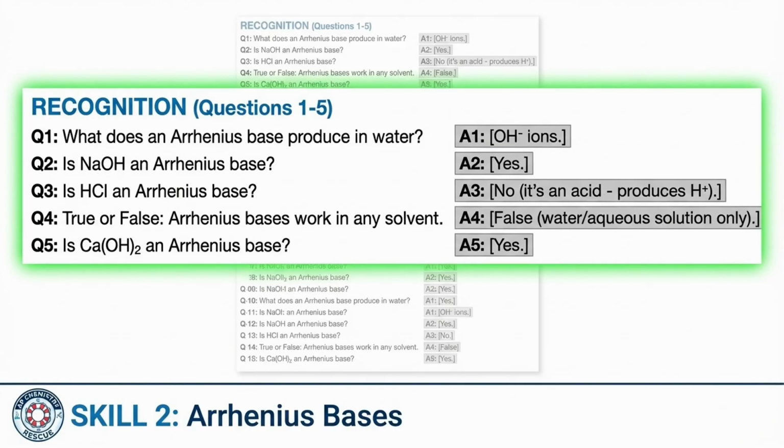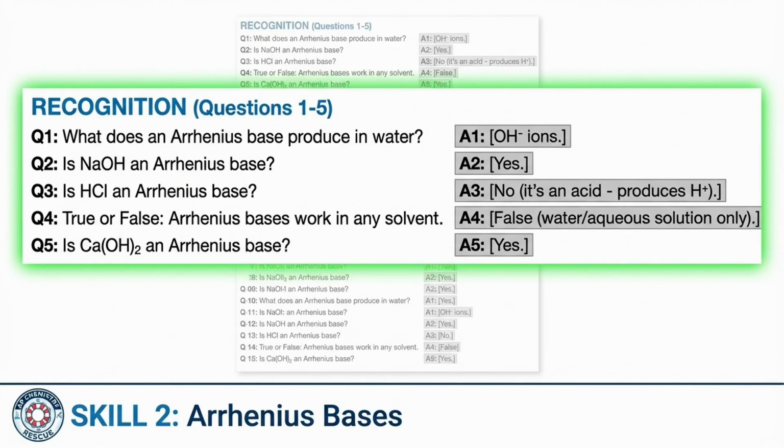Is HCl an Arrhenius base? Is this tricky? No, it's not. It produces H plus ions in water, not OH minus. So acids produce H plus, bases produce OH minus. Don't mix them up. True or false?